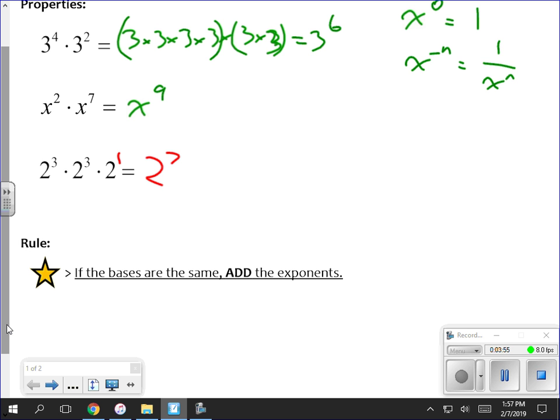Yes? Because when I have 2 by itself, what's the power that's there? It's an unwritten power. 90% of the time, if we don't have a number written, it's 1. I should say 80% of the time. 10% of the time, it's 0, because we don't do plus or minus 0. We add 0, we just don't write it down, right?